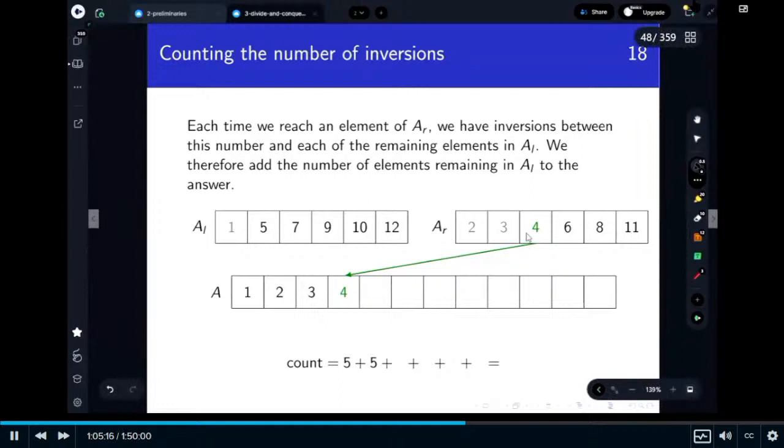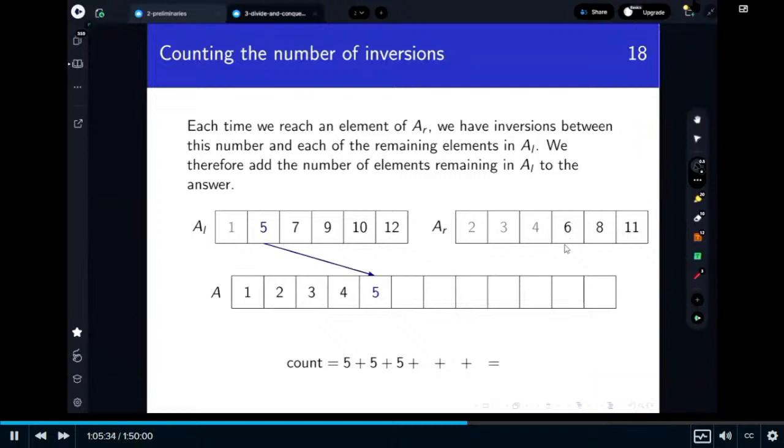We look at the next item in AR, which is 4. It's smaller than the next item in AL. We put it into our sorted list, and so the number of inversions is still 5. So now, when we look at 6, we detect, well, 5, the next element in AL is smaller. So 5 goes into our sorted list.